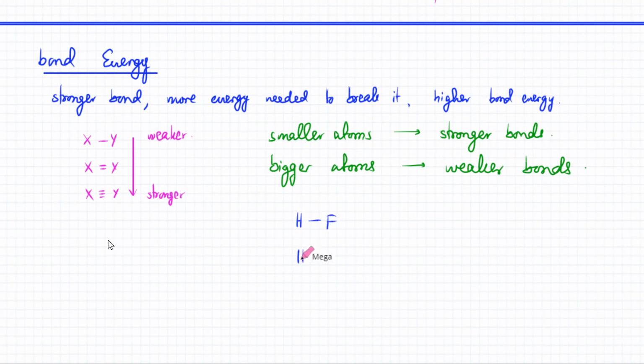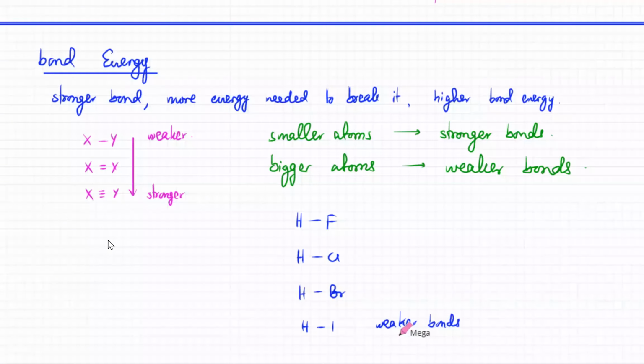hydrogen halides. So we're moving down the group, so the atom is becoming bigger and bigger. So this is obviously going to be weaker. It's going to form weaker bonds. And the smaller the atom, the stronger the bond would be.